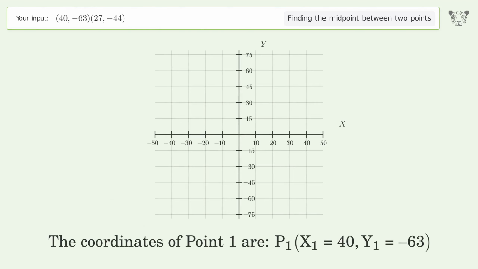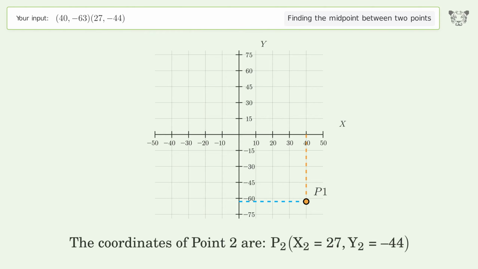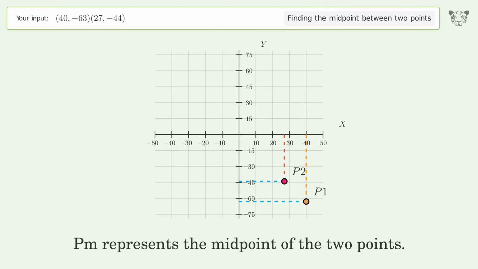The coordinates of point 1 are, x1 equals 40, y1 equals negative 63. The coordinates of point 2 are, x2 equals 27, y2 equals negative 44. PM represents the midpoint of the 2 points.